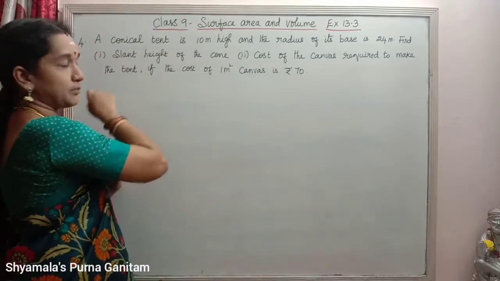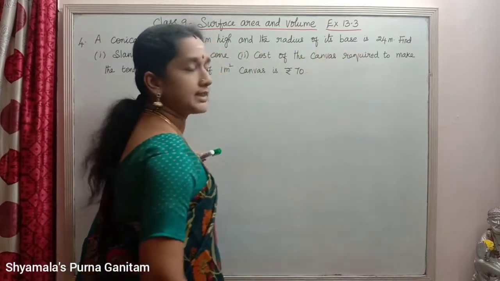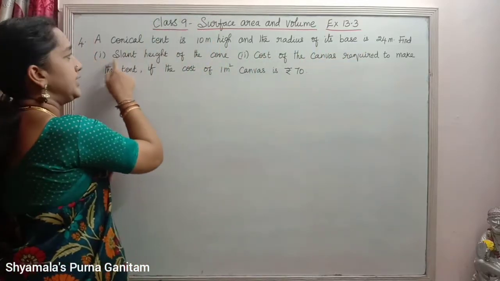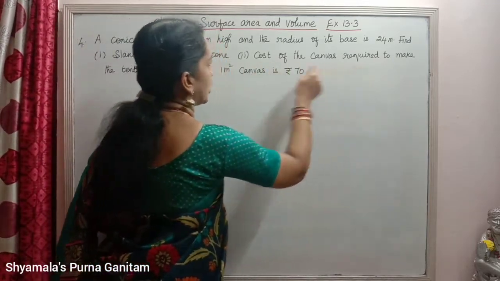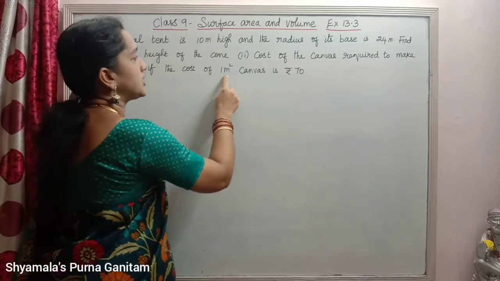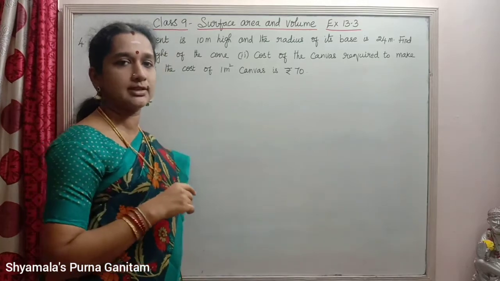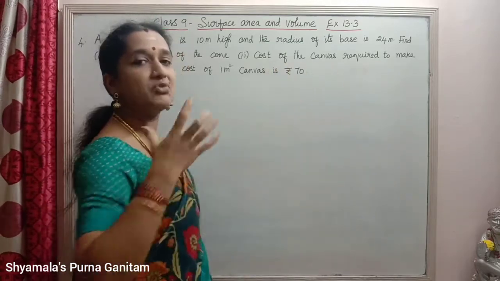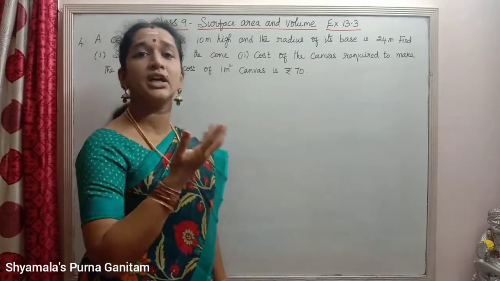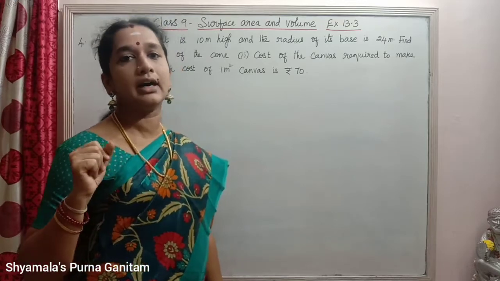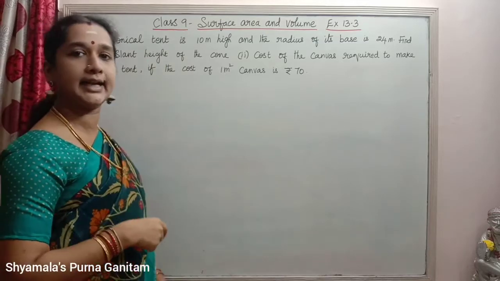Okay. The fourth sum: a conical tent is 10 meter high and the radius of its base is 24 meter. Find the slant height of the cone. That is the first thing we need to find. And the cost of canvas required to make the tent if the cost of 1 meter square canvas is rupees 70. So these are the two questions given. For finding the canvas required for making a conical tent, we need the curved surface area, that is pi r L. For that, L, the slant height of the cone, is what we are asked to find.